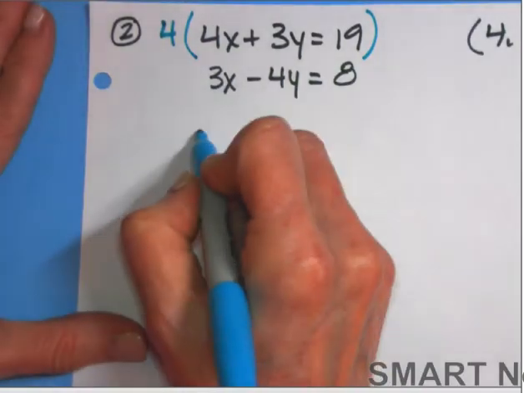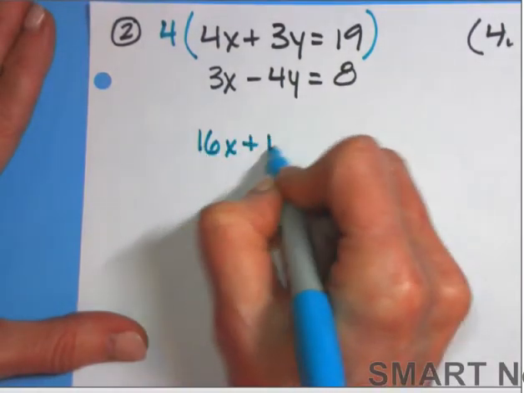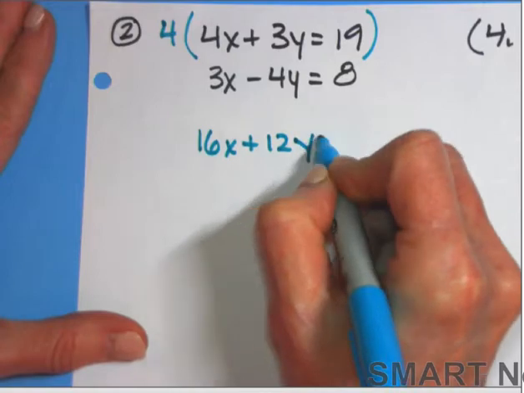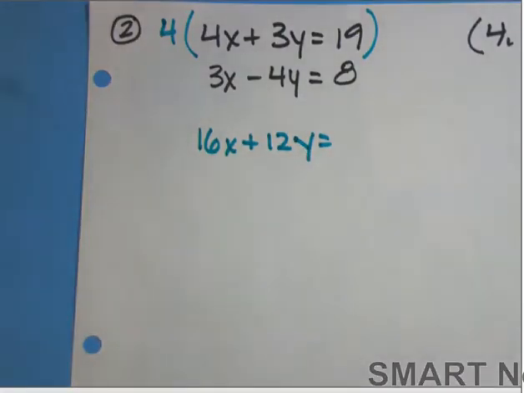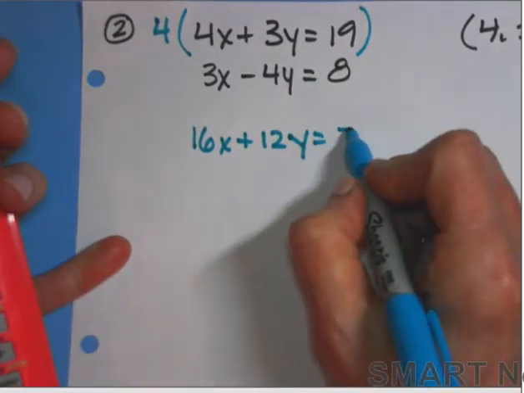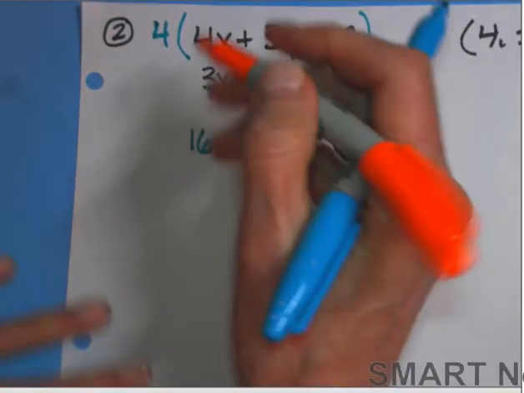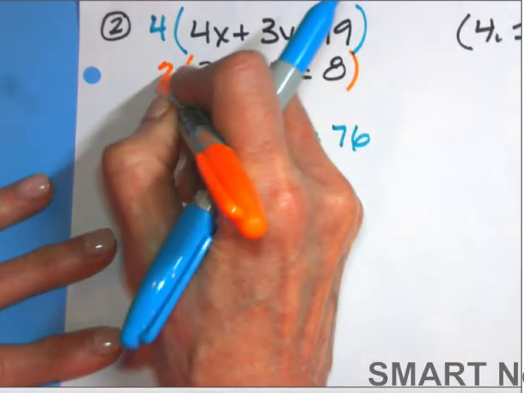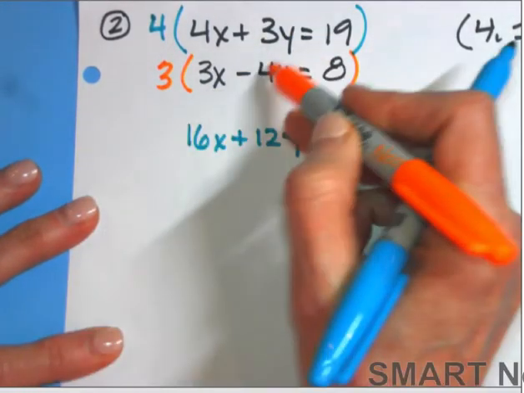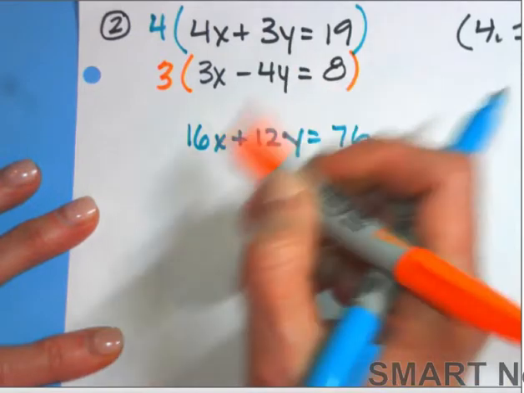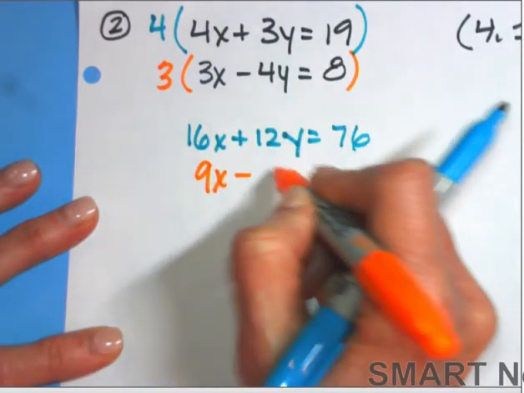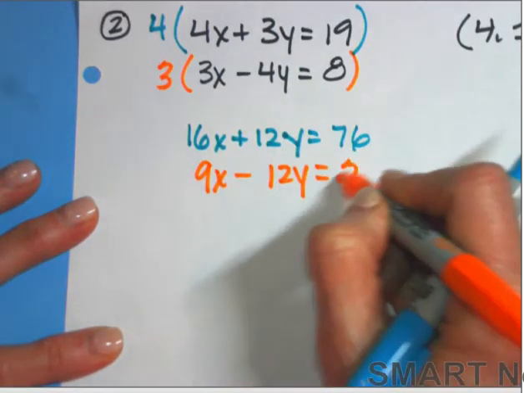And let me recopy that. So each member of the first equation gets multiplied by 4, and 19 times 4, I need to do that. 19 times 4 is 76. So that's my first equation. And then my second equation, I'm going to multiply both members of the second equation by 3 because I'm going for this negative 12 right here. So that gives me 9x minus 12y equaling 24.